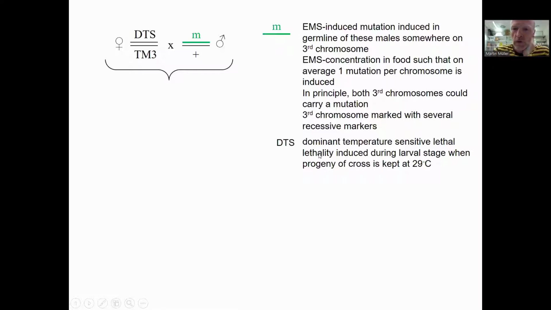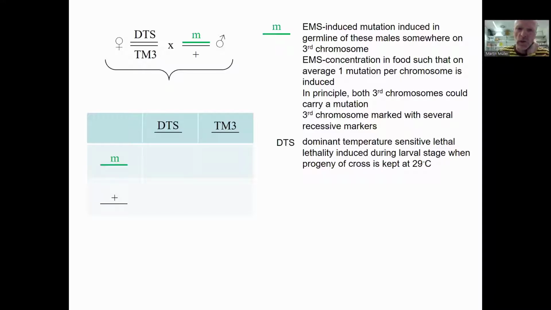And so if you have this chromosome, if you have obtained it from your parents and the cross is kept at 29 degrees, you will die. So you will see that using these chromosomes makes analysis of the crosses and collecting flies a little bit easier. That's why they used it.